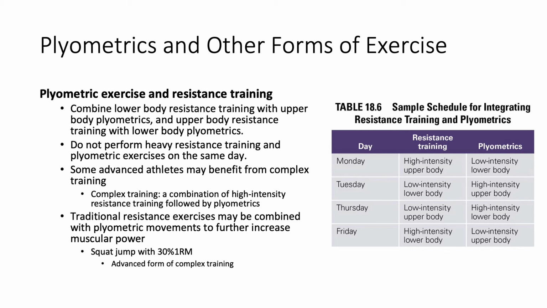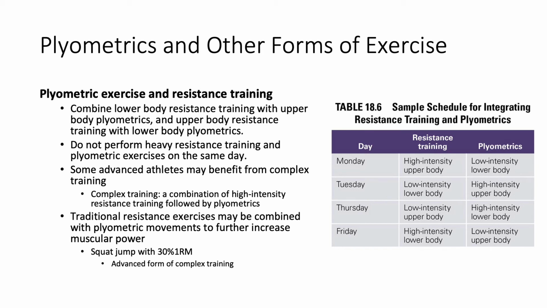Another thing is that performing heavy resistance training and plyometrics on the same day should be avoided. Some advanced athletes may benefit from complex training though. Complex training is a combination of high-intensity resistance training followed by plyometrics. For example, you can have an athlete perform a heavy back squat, then following that set, perform a set of jump squats. However, if the athlete performs complex training, you need to provide adequate recovery time.